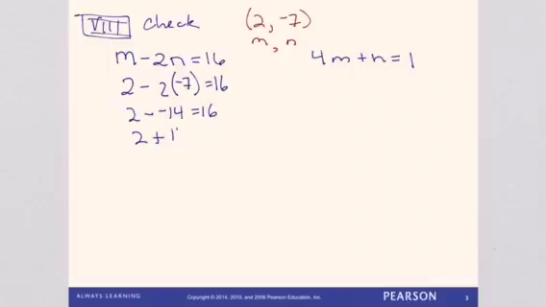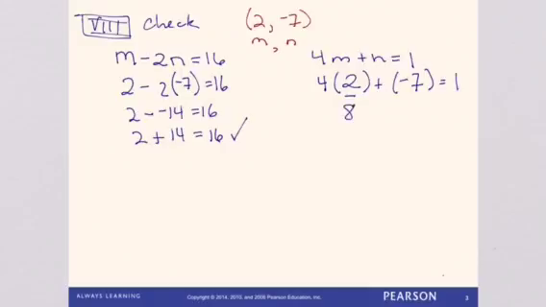That's 2 plus 14, which is indeed equal to 16, so that one checks. This one over here, I get 4. Remember, whenever you substitute in, put parentheses, it will help when there are negatives. Okay, so into this spot goes my m, which is 2. Into this spot goes my n, which is negative 7.